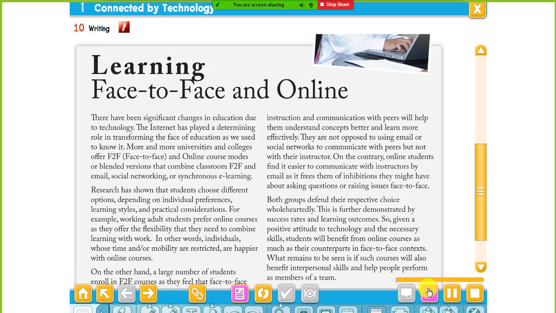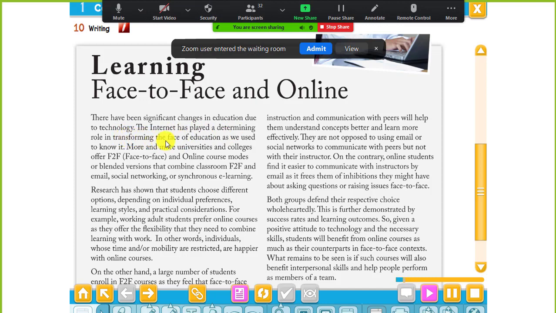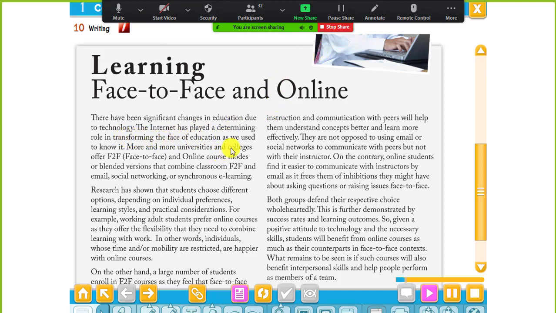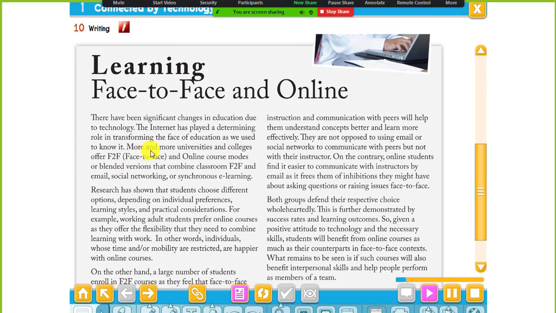Learning face-to-face and online. There have been significant changes in education due to technology. The internet has played a determining role in transforming the face of education as we used to know it. More and more universities and colleges offer F2F, face-to-face, and online course modes or blended versions that combine classroom F2F and email, social networking, or synchronous e-learning.